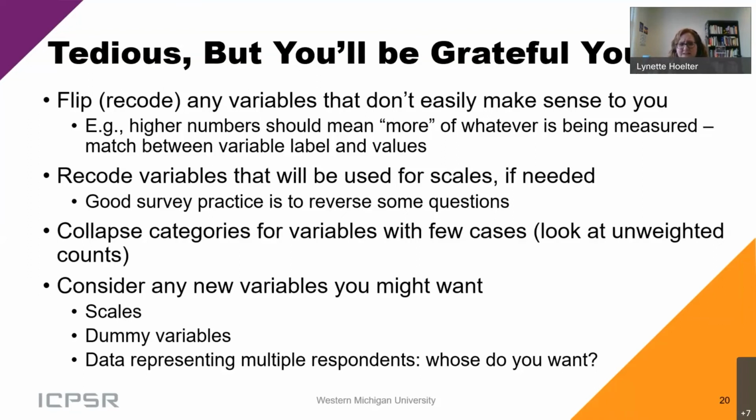Are there any things that you want to use in a scale that are in the opposite order of all the other questions? We talked about looking at categories that might be collapsed, and again, always the unweighted. And then think about any new variables that you might want.